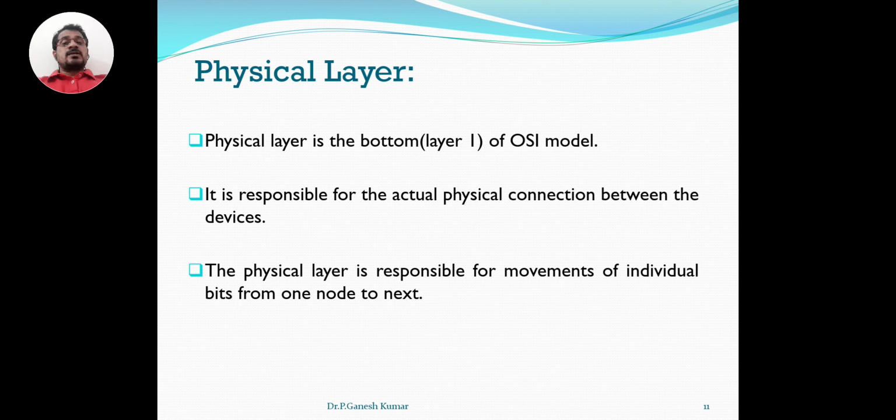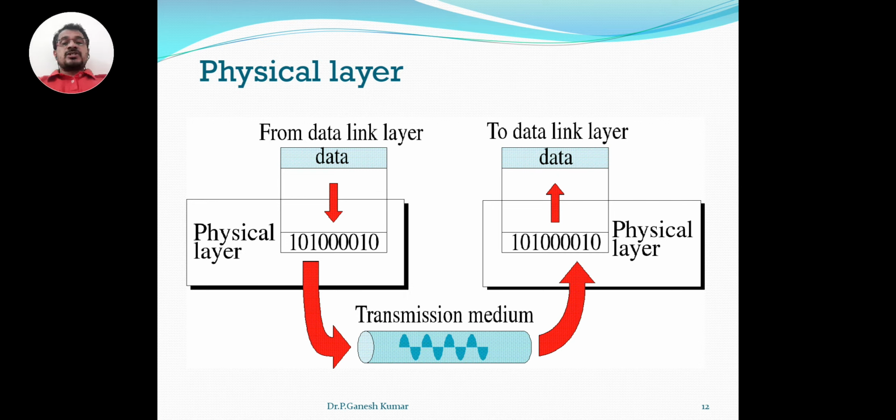If you look at this diagram, from the data link layer, which is the adjacent layer, the data comes to the physical layer. In that physical layer, all the data is converted into signals. Those signals are then transmitted over the transmission medium.